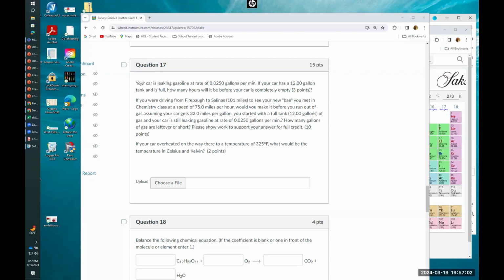Okay, so the very first one, it says your car is leaking gasoline at a rate of 0.025 per minute. If your car has a 12.00 gallon tank and is full, how many hours before your car is completely empty? Okay, so we want to start off with our given. So what is our given?